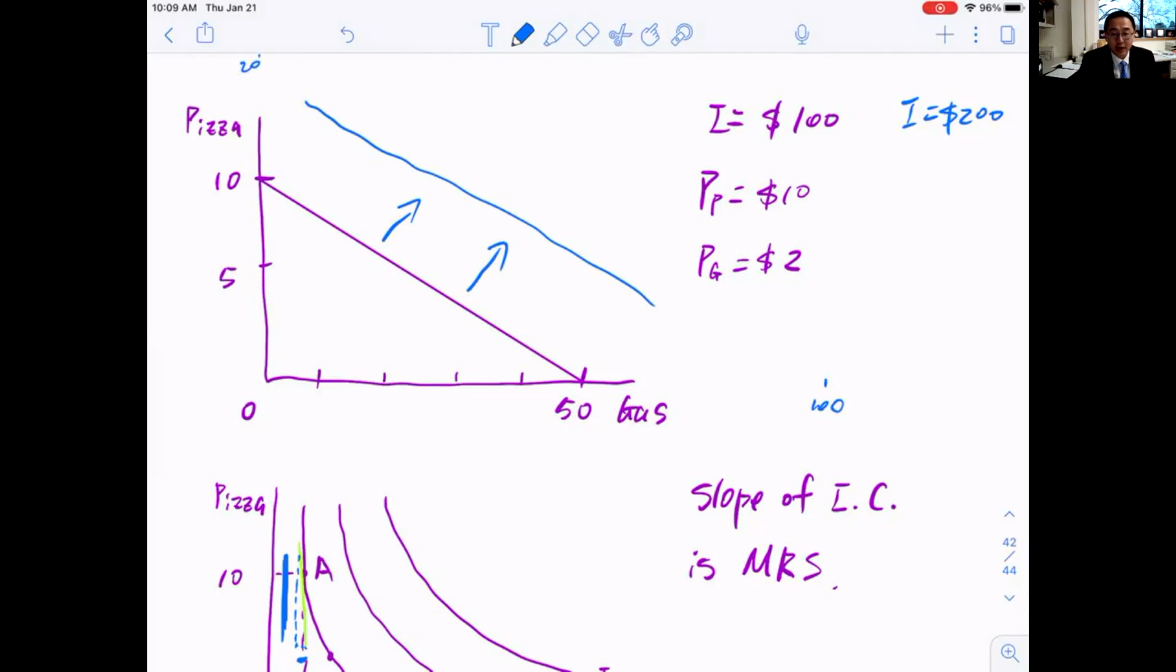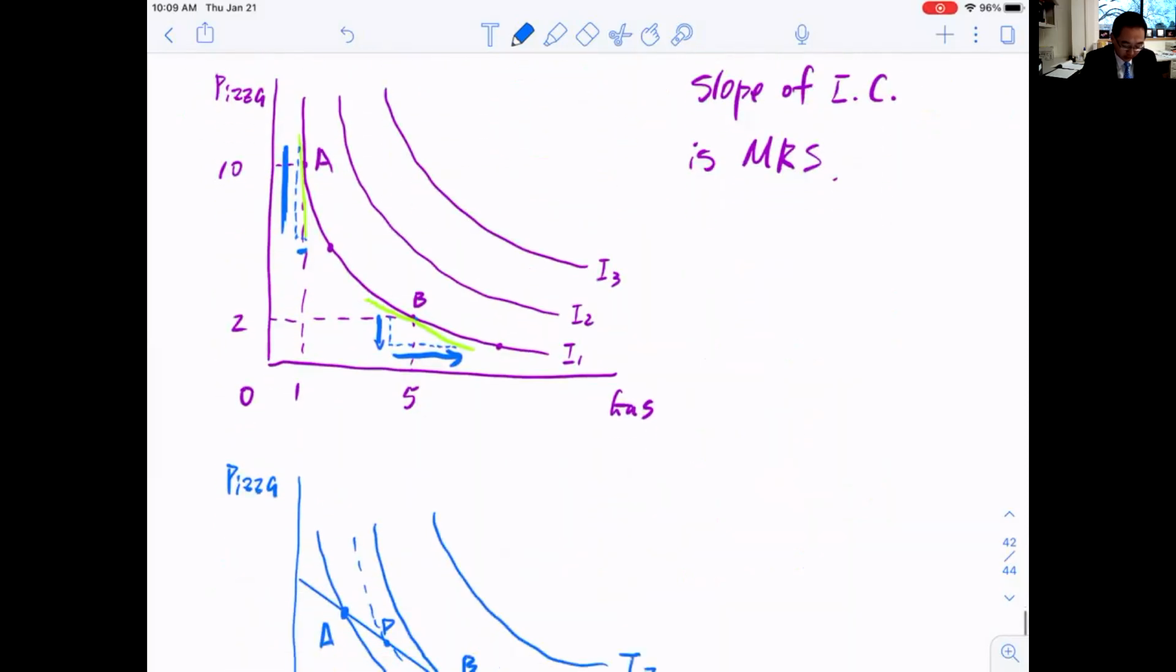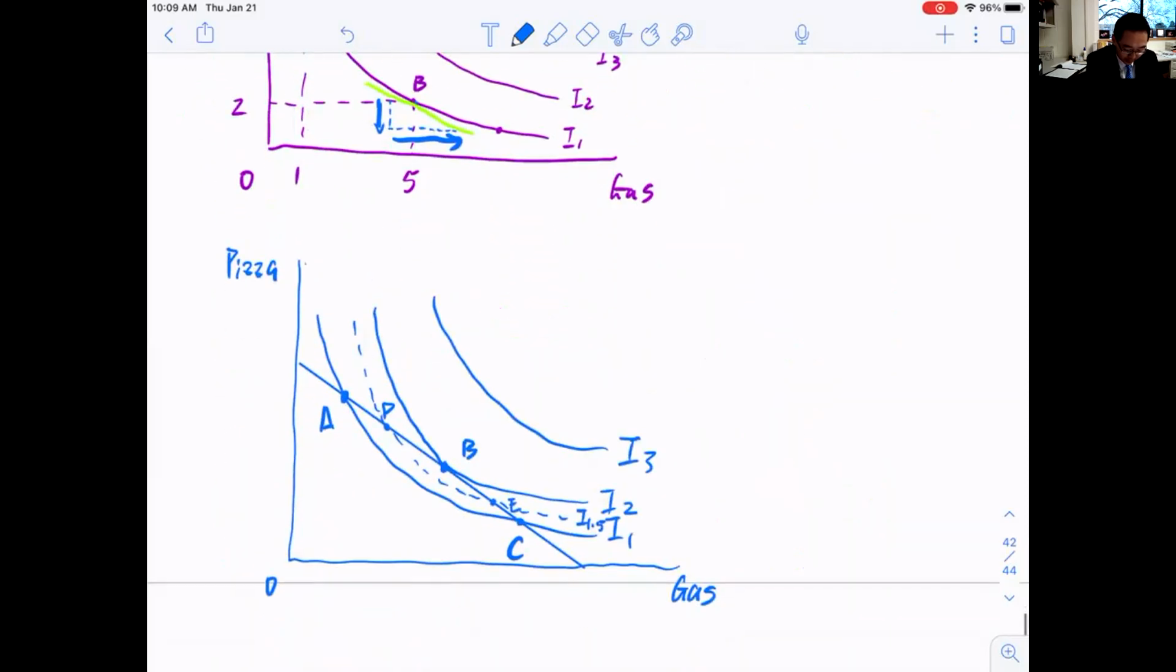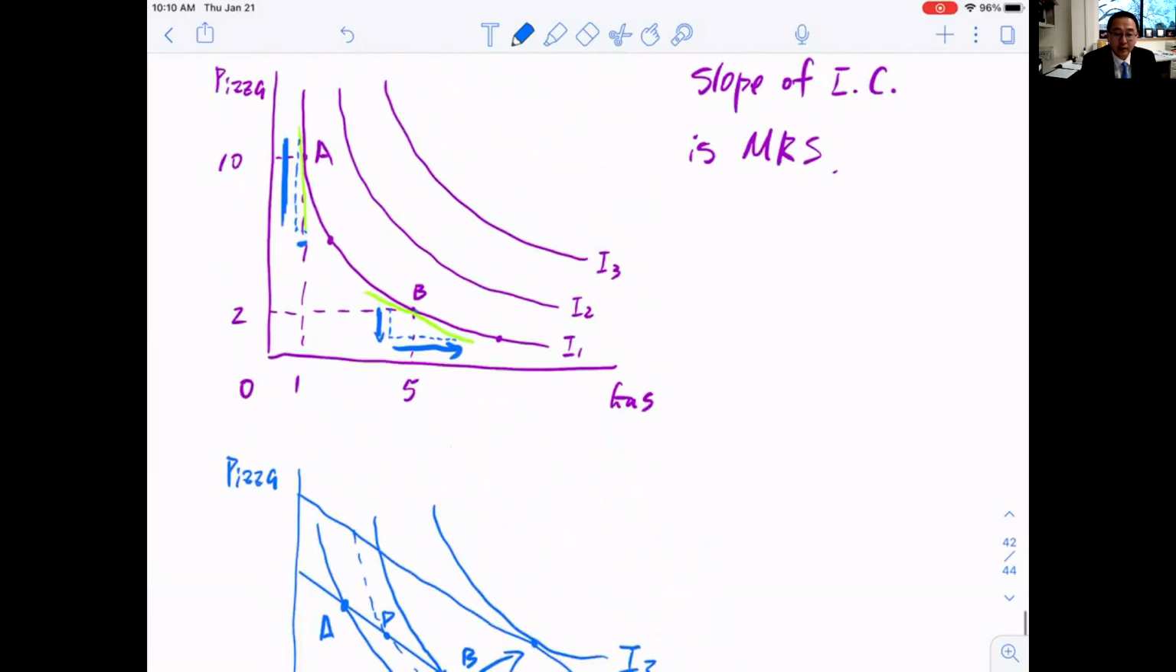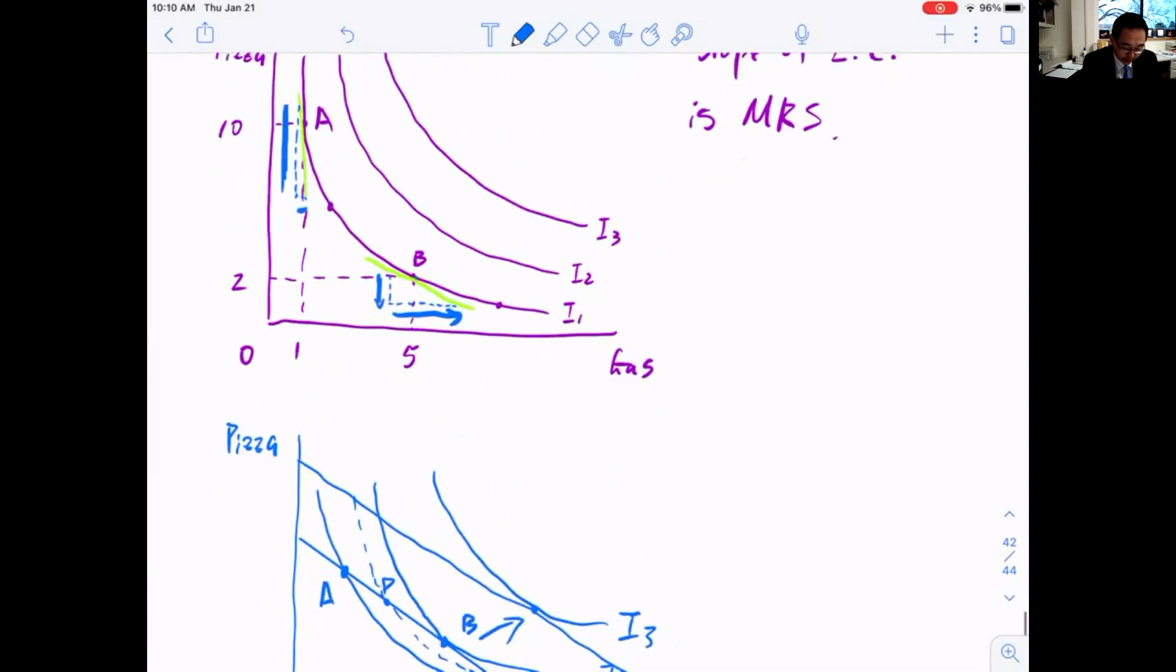So when you have a higher income, then for example, your budget constraint can shift out and somehow, let's say, become tangent, pretend this is tangent to I3. So you would definitely then go to this point, right? Because that makes you happier now, okay?